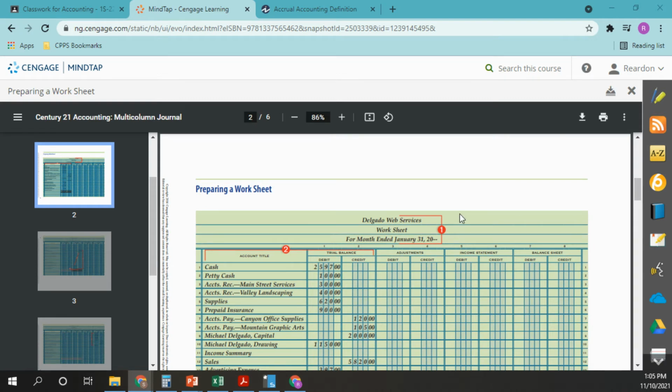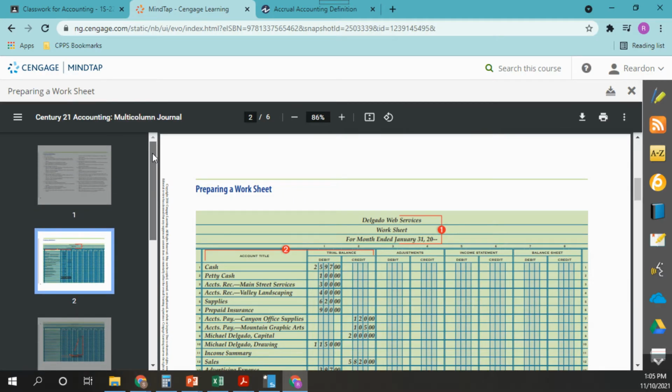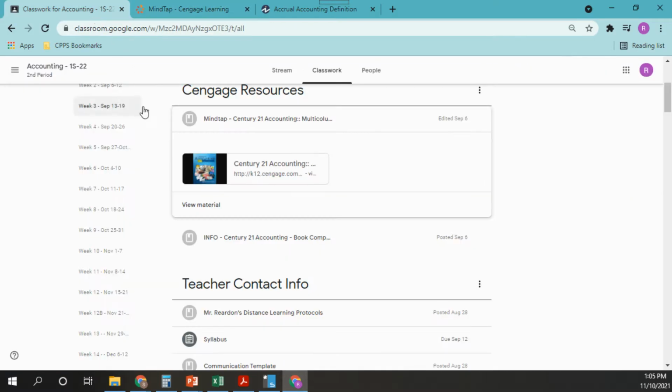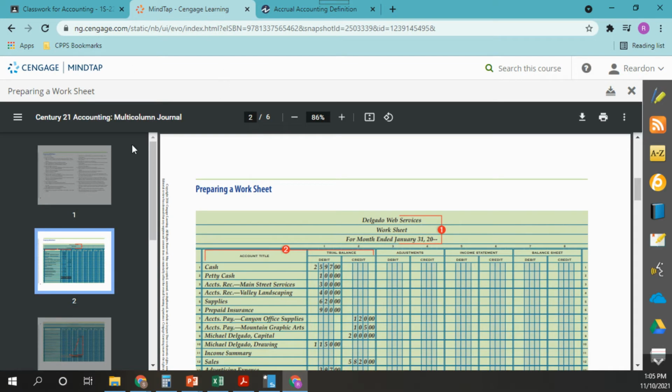Okay, here we go with adjusting entries in section 6.2. I wanted to start by giving you a visual here. This is in the middle of the textbook. We also pulled up this particular assignment, I forget where it was in MindTap. Anyway, it's under this week's activities. The Century 21 Accounting Multi-Column Journal, preparing a worksheet in the middle of the stuff here.